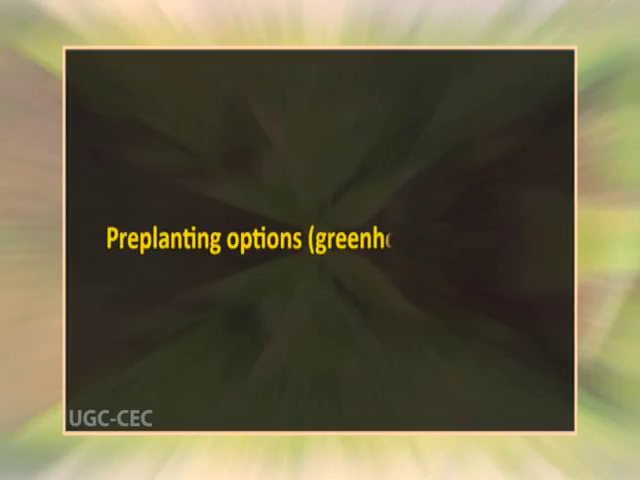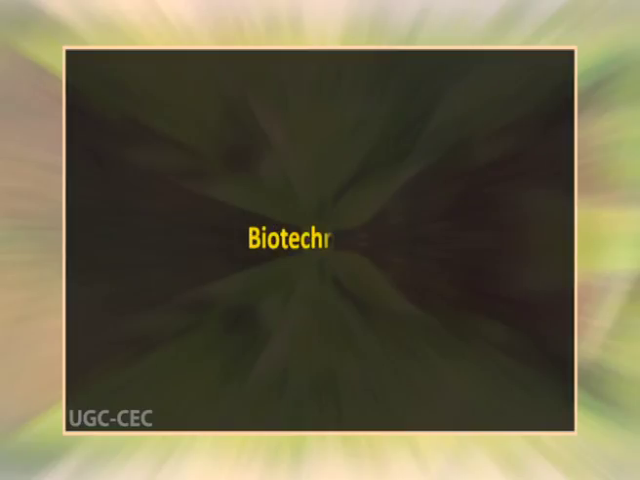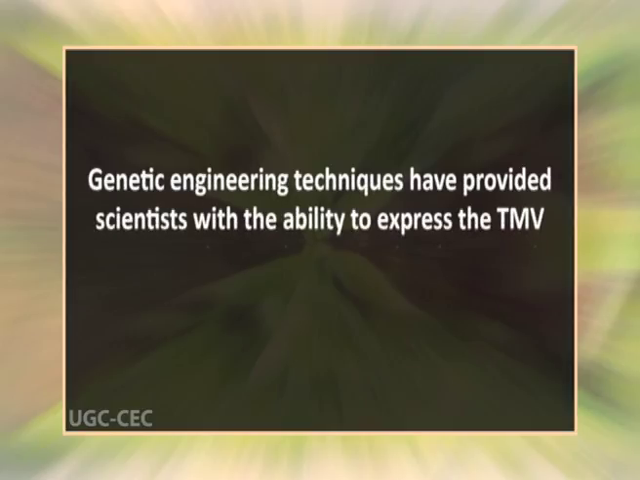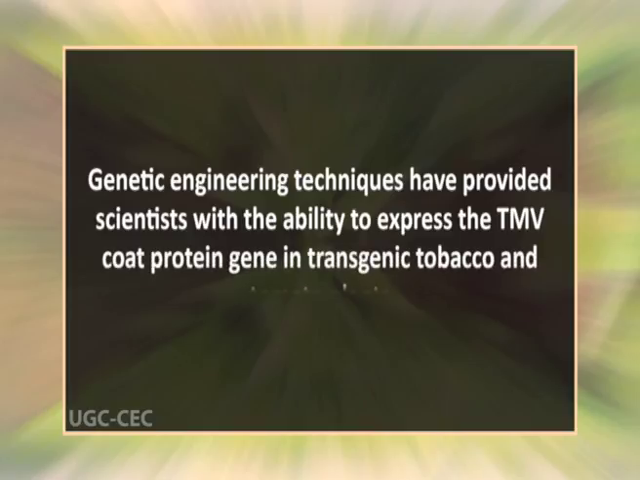Number 2. Pre-planting options, greenhouse and field. It includes cultivars. Several tobacco and tomato cultivars have been bred to be genetically resistant to tobacco mosaic virus. Biotechnology. Genetic engineering techniques have provided scientists with the ability to express the tobacco mosaic virus coat protein gene in transgenic tobacco and tomato plants. This control strategy can safeguard the plants from infection by closely related strains of the virus.